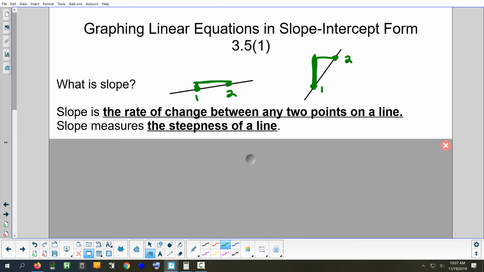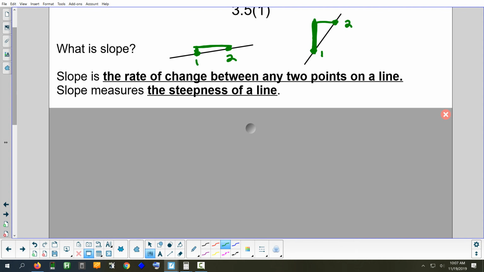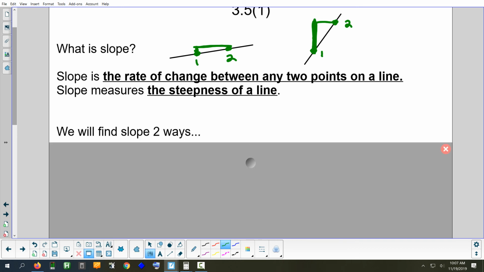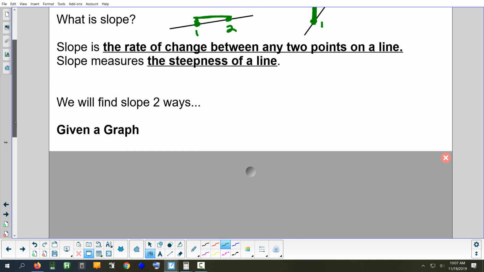And when it's on a grid, we can count it. 1, 2, 3, 4, 5. We can count how many up we have to go. How would you measure it if it's not on a graph? We'll talk about a formula you can use. I'm going to show you a formula. So there's different ways to find the slope. If they give you a picture, you can just look at the picture and count. If they don't give you a graph, then you got to use a formula. So we can find slope 2 ways. Okay, and I just told you guys the 2 ways.